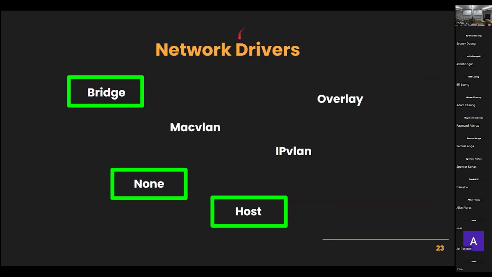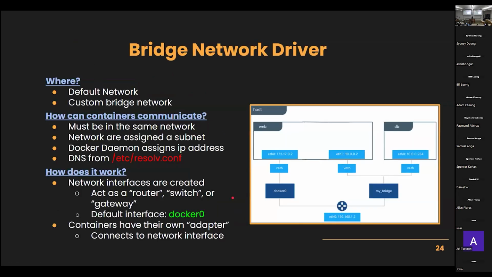Those are called network drivers, but they're also called network types. And as you see, I highlighted in green. The green ones are the default ones that Docker creates. So you have bridge, none, and host. And let's first talk about bridge. So the bridge network, if you look at the diagram here, creates an interface. Think of these interfaces as your switch, your router, gateway, whatever.